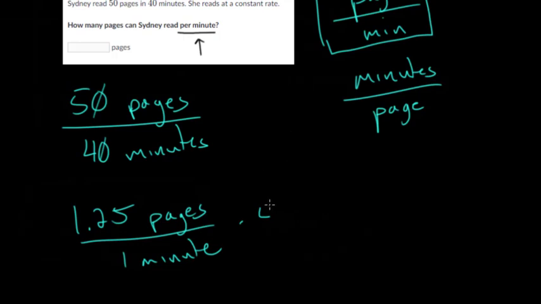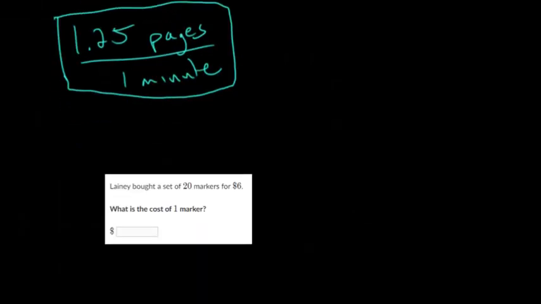And you could also just from here multiply by 40 minutes and see that you do get back to 50 pages. So that's one way to check your work. Just re-multiply it out and see if you get back what you started with. So our unit rate for this is that Sydney reads 1.25 pages per minute here. And moving on to another one.